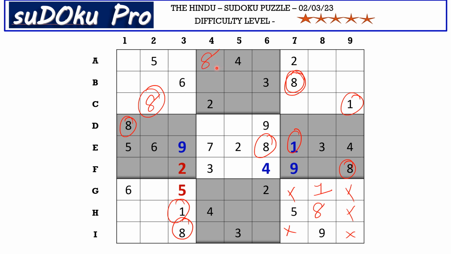Now similarly here this 8 from H row and this 8 from I row block these 2 rows. So 8 has to be in one of these 2 cells. We have this 8 from column 4 blocking here. So 8 goes here in G5. Now we have 8 in all the blocks.